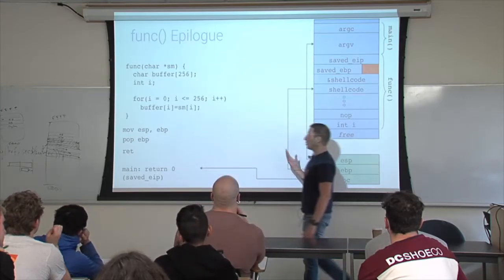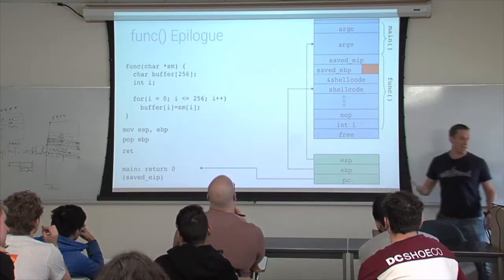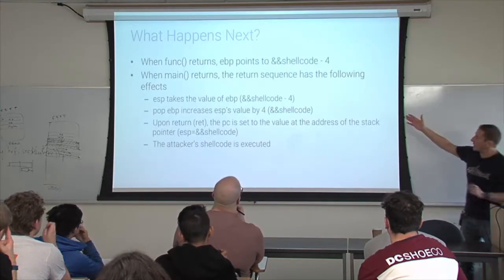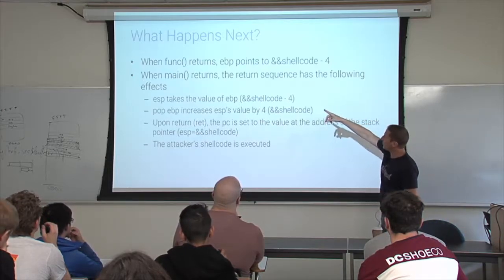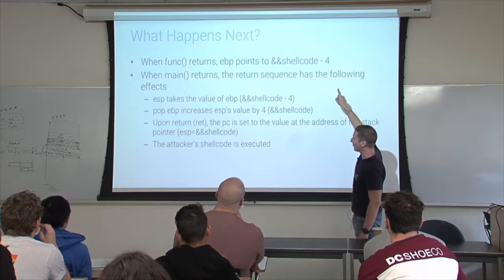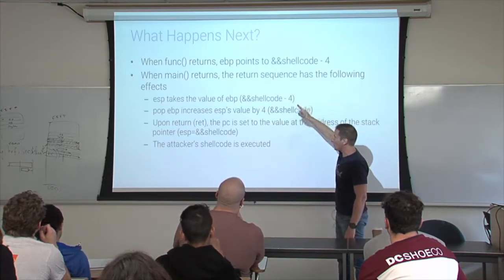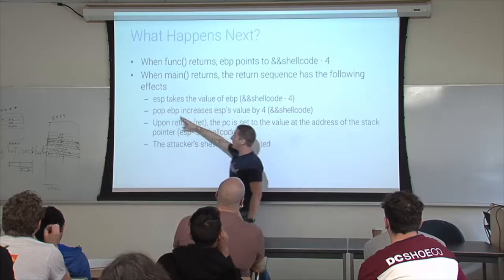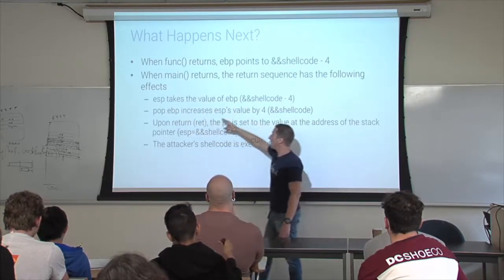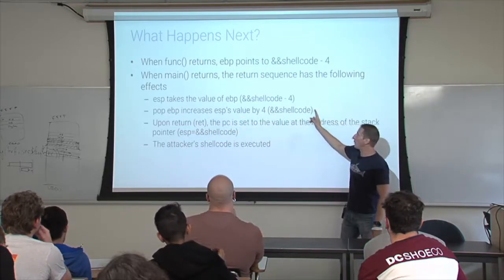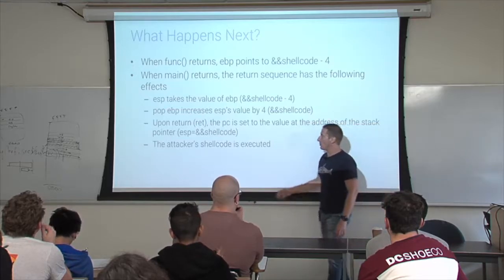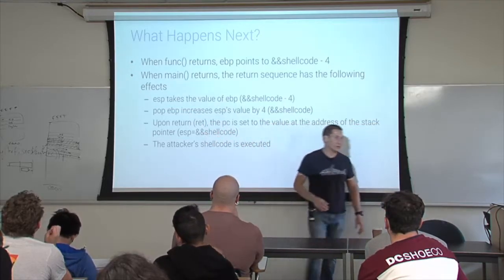So main will go through the same identical procedure. So what happens next? When func returns, EBP points to the shellcode address minus 4. And when main returns, the same thing happens. ESP will take the value of EBP. Pop EBP increases the ESP value by 4, so now it points to the address of the shellcode. And when you return, you jump to the shellcode.